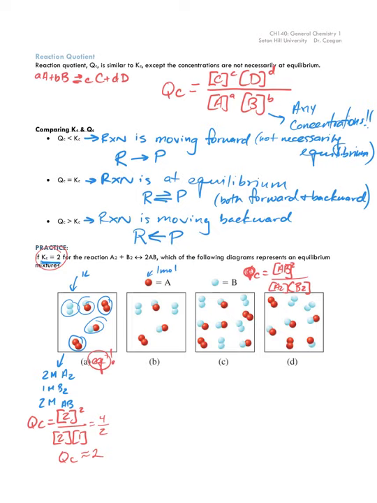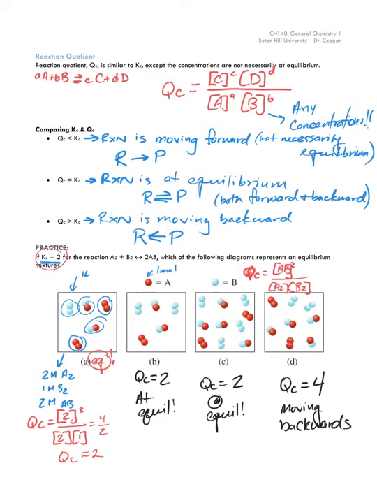Why don't you go ahead and try this for the rest of them and then pause this, try it. When you think you have it right, press play and see how you did. Okay, so you should have gotten that box B, Qc is equal to 2, so it's at equilibrium. Box C, Qc ends up equal to 2 again, so it's at equilibrium. And box D, Qc is equal to 4, so it's not at equilibrium. Qc is greater than Kc, 4 is bigger than 2, so the reaction should be moving backwards.